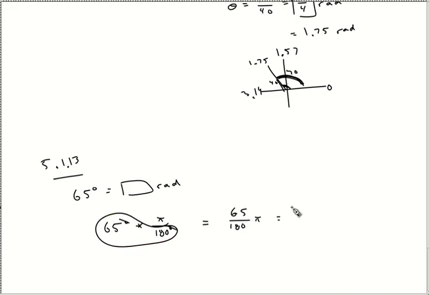I would just use a calculator. Desmos Scientific will just reduce it down for you automatically, and there you go, radians. Okay, super easy. Let's do some more of this.